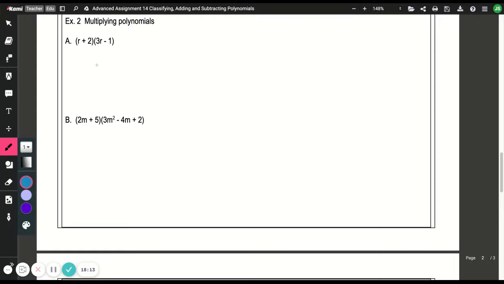Okay, we're going to stick to distribution. So I am multiplying the r plus 2 by the 3r minus 1.